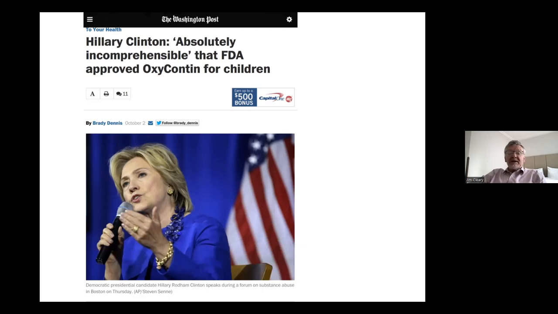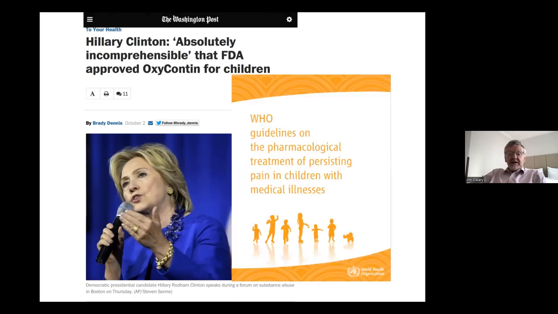Children need these medicines, and surely it's appropriate that we do studies to show that it's safe to give these in children with cancer and other conditions. But such is the process that we've created in the United States that anything to do with opioids now is actually toxic. And here are the WHO guidelines, which have been put out for persistent pain in children with medical illnesses. So the WHO has recognized this.